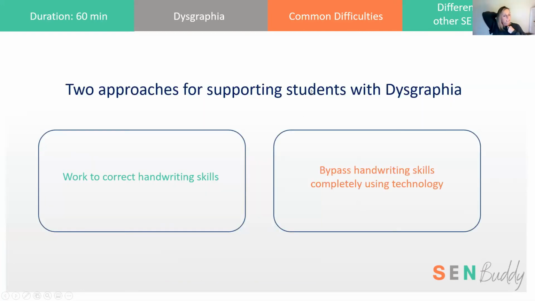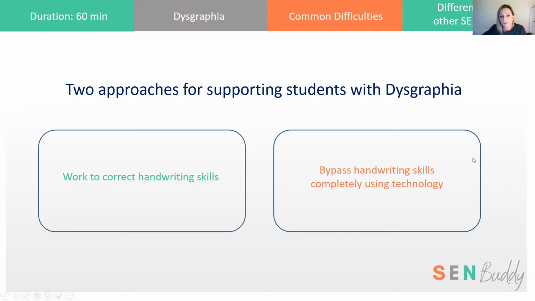So in my research, I can see that there are two approaches for supporting students with dysgraphia. One approach is to work to correct handwriting skills. Now, my feeling on that is it depends on how young the pupil is. Probably the younger they are, the more impact we can have, which is the same with most SEN profiles, particularly dyslexia. The earlier we can intervene and provide the correct support, the better the outcome will be.